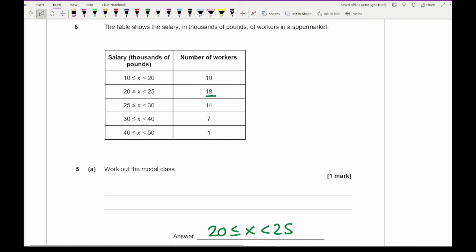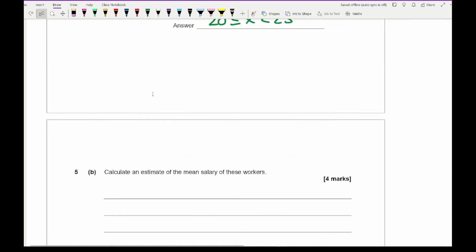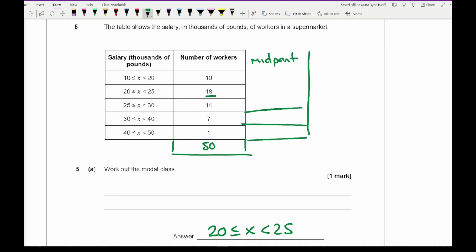Then moving on to question 5b, it says calculate an estimate for the mean salary of workers. So if I go back to the table, what I need to do first is add up the total number of workers that we've got. So if I add up all of those numbers, we should have an answer of 50. Then I want to create a midpoint column. And hopefully yours might be a little bit neater, but again, we're not going to get any marks for this. So we've got 15, 22.5, and then 27.5. Then we've got 35, and then we've got 45.